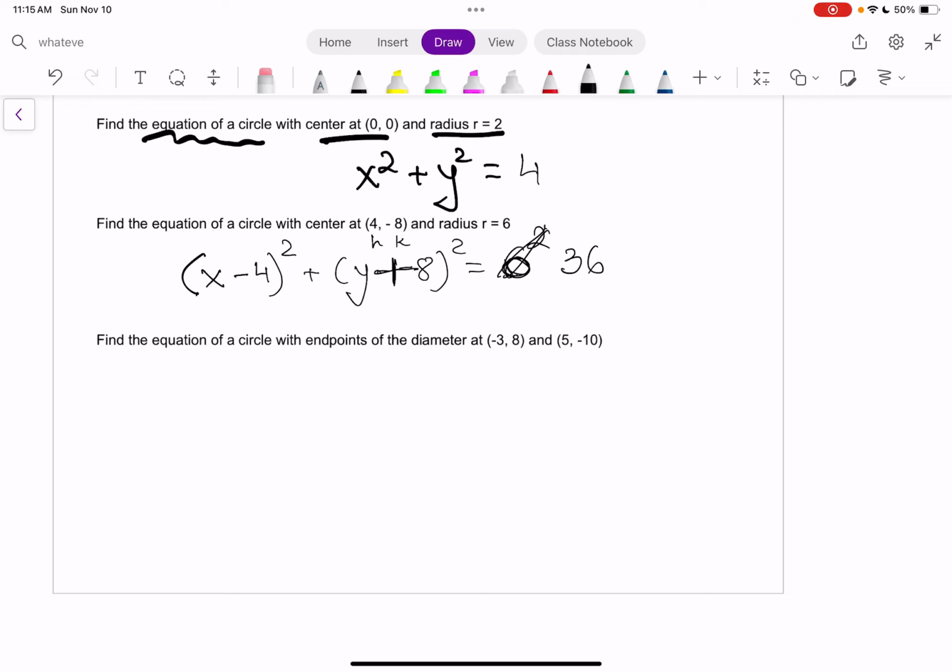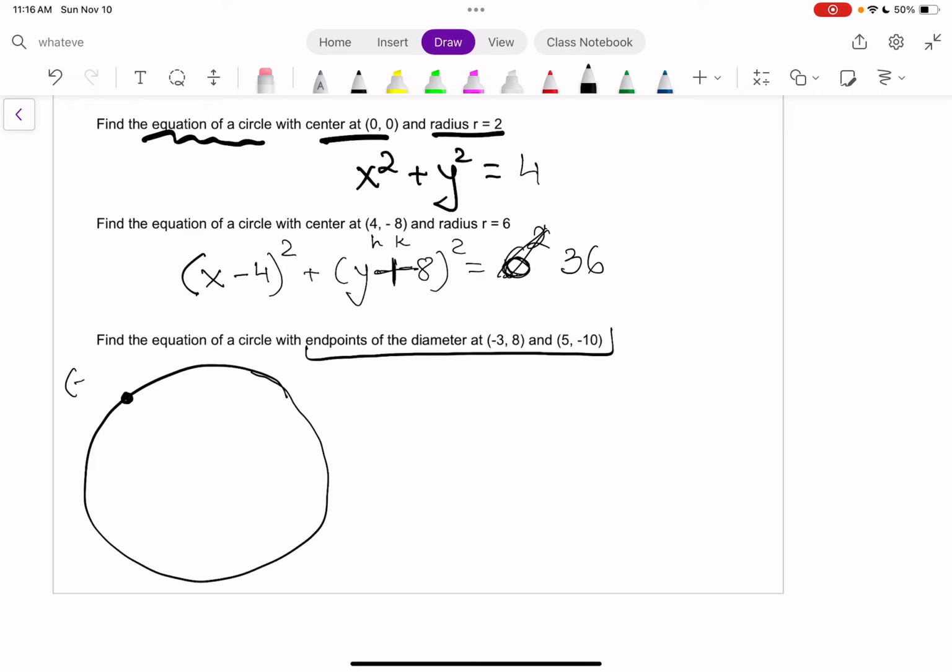And here's one more. The last one is a bit trickier. It goes back to the R3 sections that we discussed. We're going to need the distance and the midpoint formula. So just as an idea, I have to find the equation of a circle with endpoints of the diameter at -3, 8. Let's say, I don't need to draw it. I just am trying to give you an idea. And 5, -10.